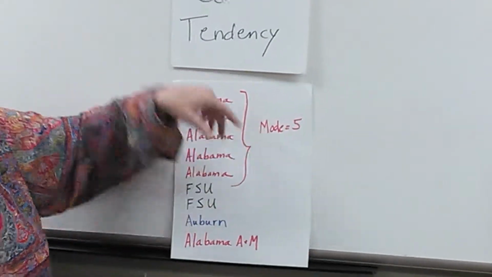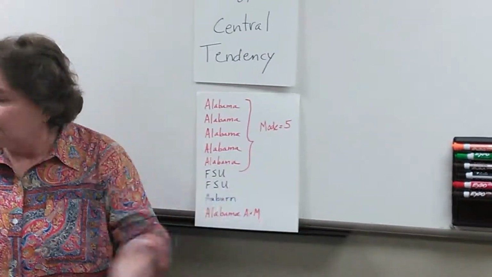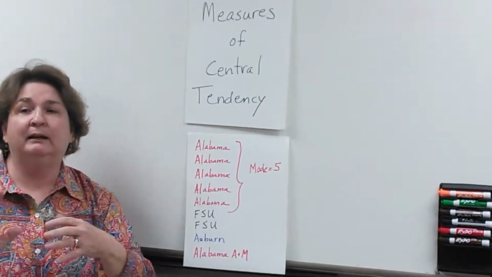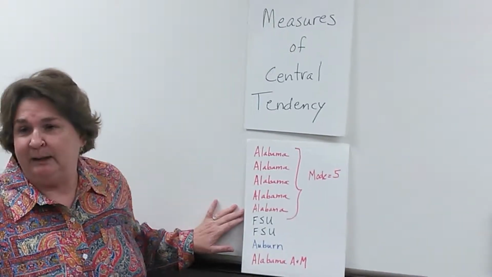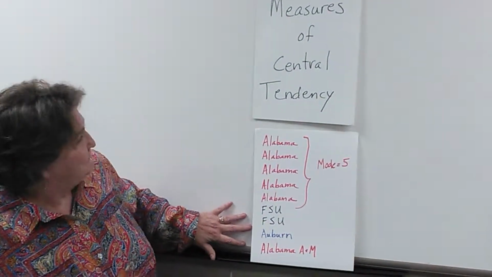The mode is a measure of central tendency. Central means in the middle. Tendency just means what tends to be in the middle. What's kind of in the middle of our group. Well, in this one, it's going to be Alabama in the middle and on all the edges. And the others, we just got a few of these other votes.